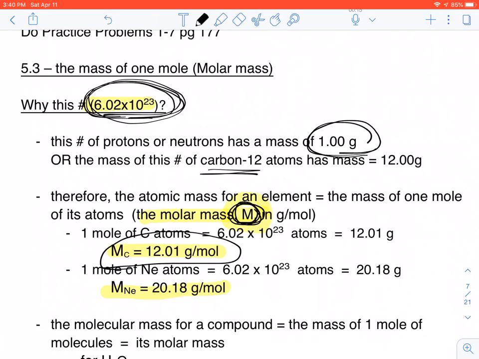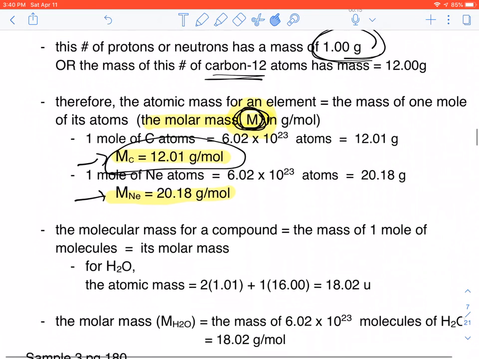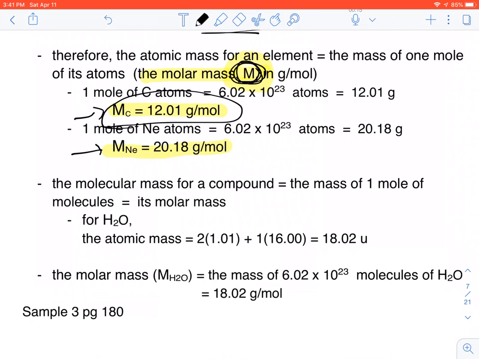Okay, that is molar mass. So the molar mass for carbon, the molar mass for neon. Right? Now, if I want to calculate the molar mass for a molecule, all I have to do is add up the masses from the periodic table.